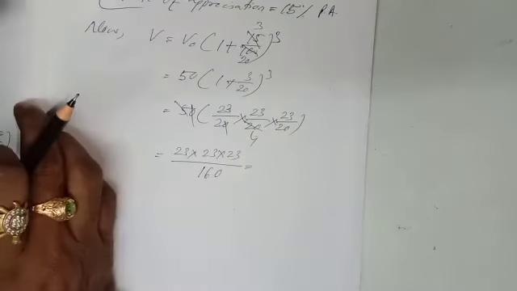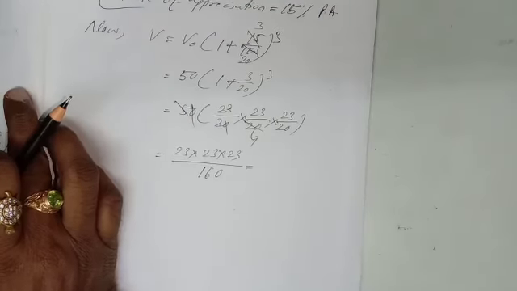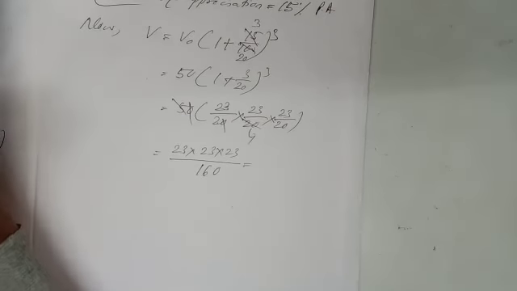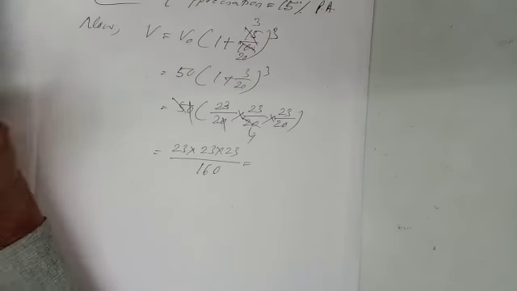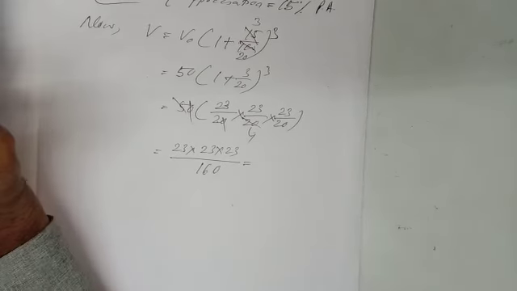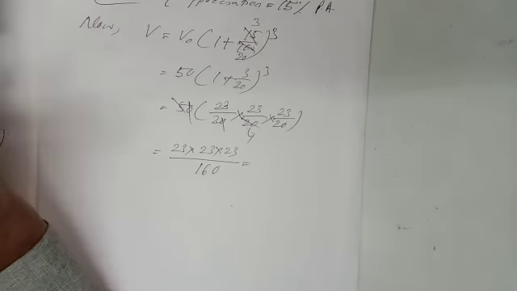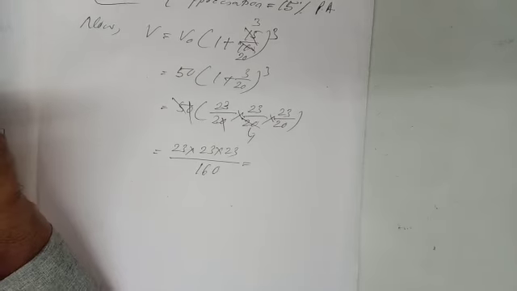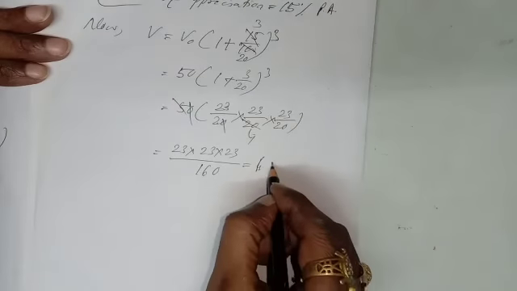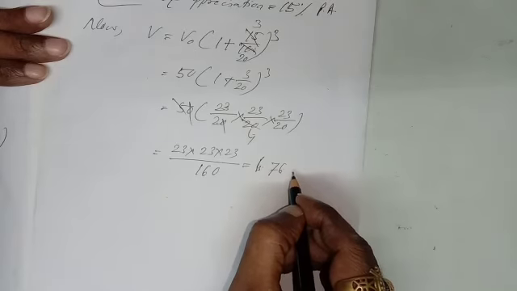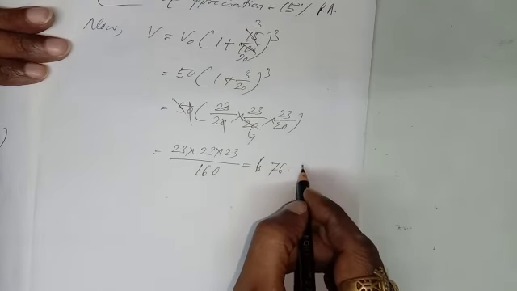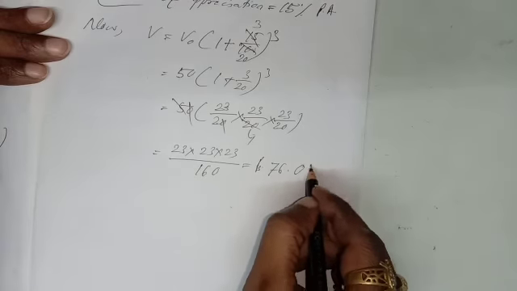Just to multiply, how much coming? 23 you have to multiply 3 times. That is 23 into 23 into 23 divided by 160. How much getting? 76 rupees. It is coming rupees 76 rupees 04 paisa, that is 04, not 40 paisa, 04.